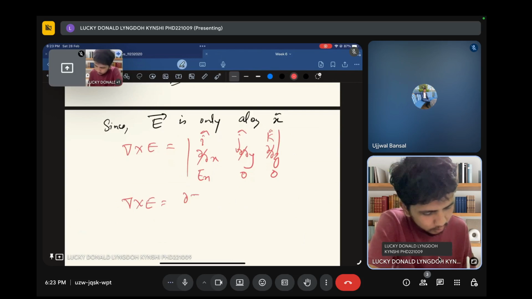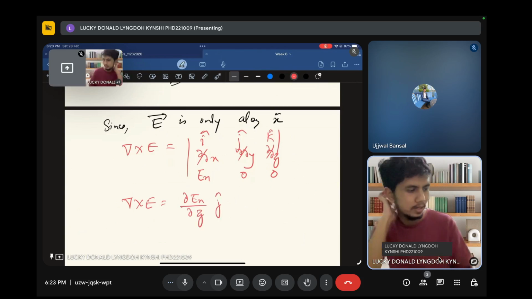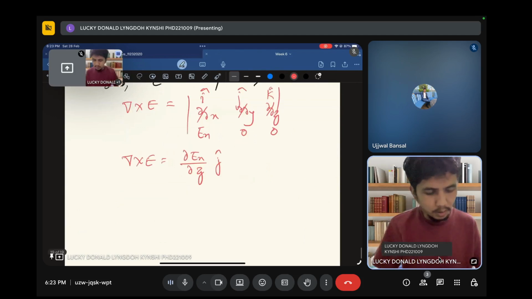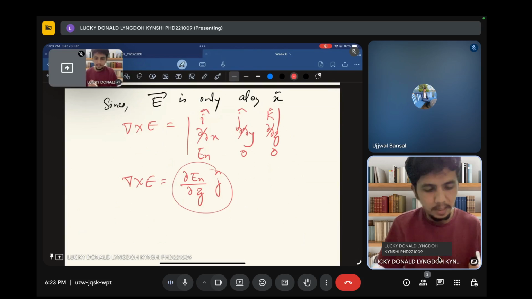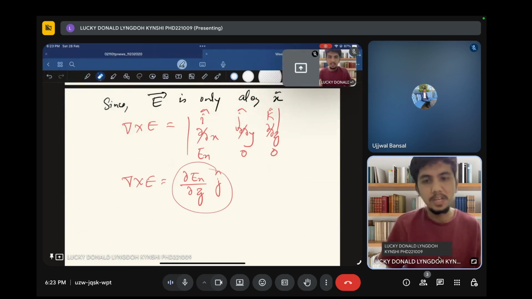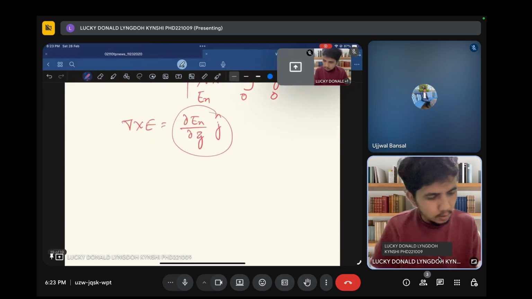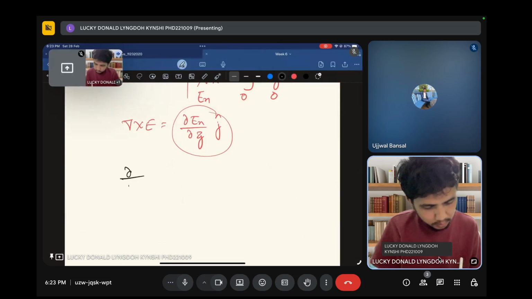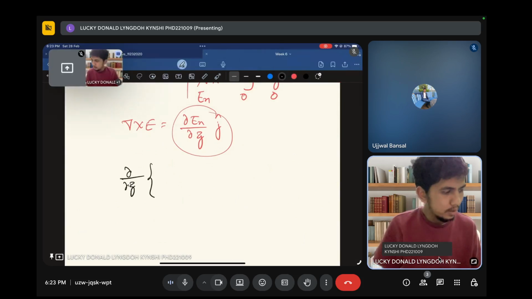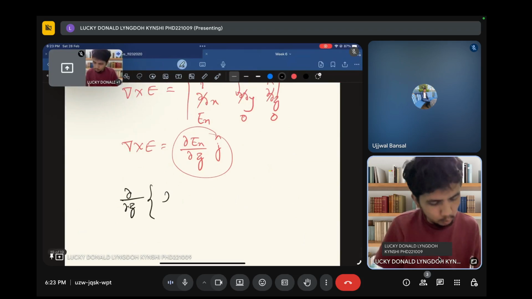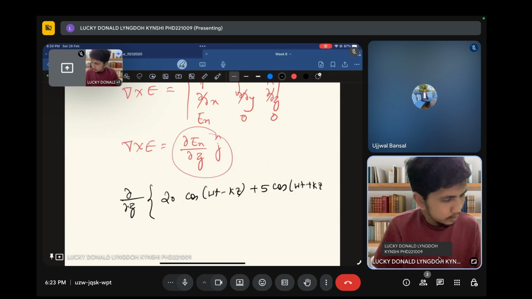Simply del Ex divided by del z into j cap direction, the y cap direction, right? So that means del cross of E is simply del differentiating your Ex with respect to z axis. That means it is equal to del by del z of Ex, and Ex is already given to you, which is equal to 20 cos(omega t minus kz) plus 5 cos(omega t plus kz).